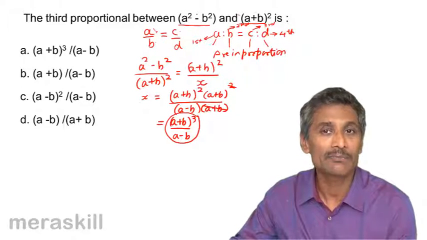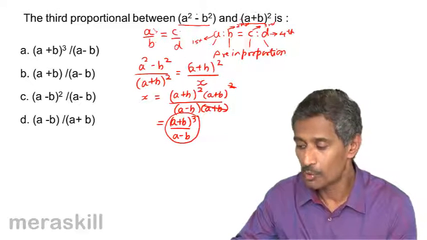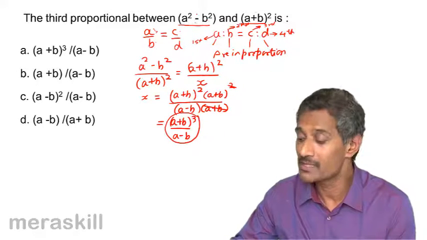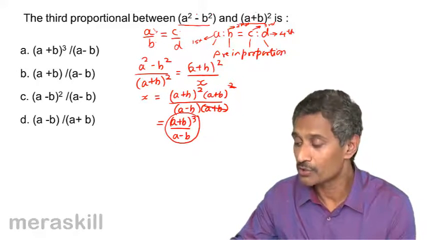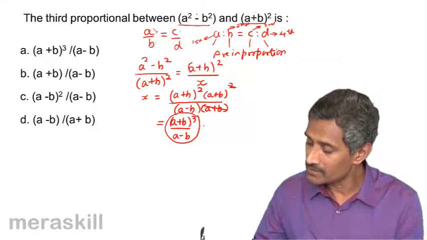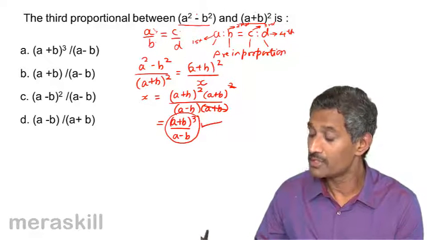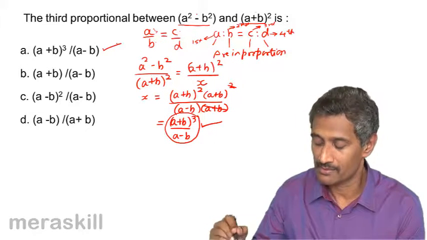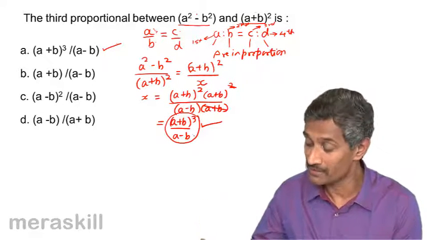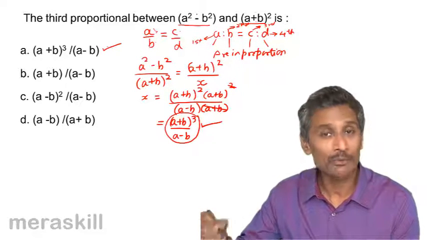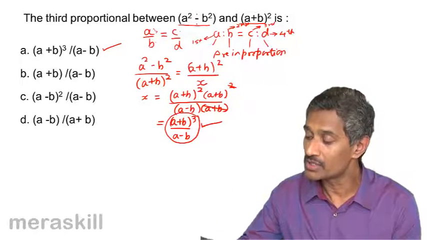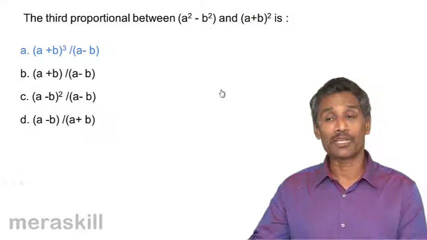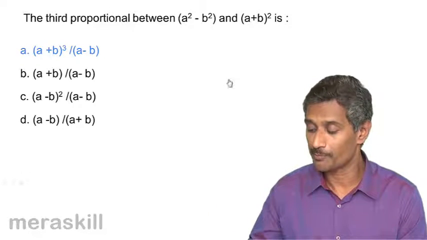We will take up the concept of mean proportional when we take up proportions, but this just gives a first bird's eye view of what it means when you need to find the third proportional of two numbers. So our solution is (a+b) the whole cube upon (a-b), and where do we have it here? Oh yes, so we have (a+b) cubed upon (a-b) is the third proportional between these two terms. Let's check our answer. And yes, it is the third proportional.